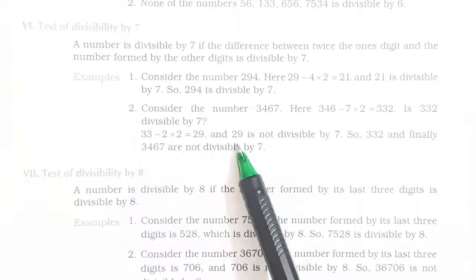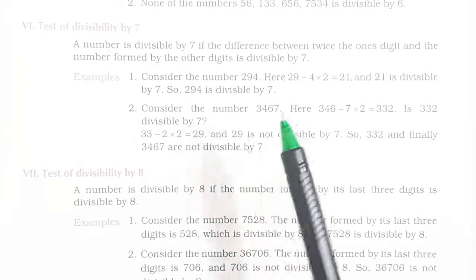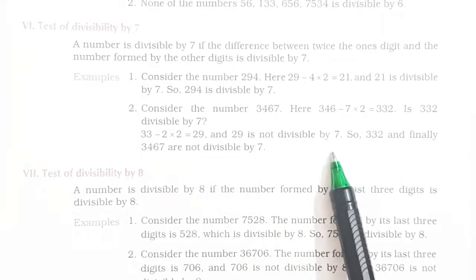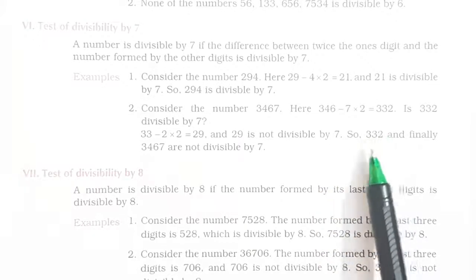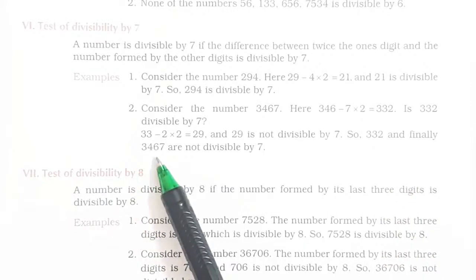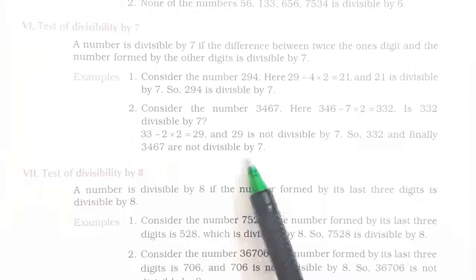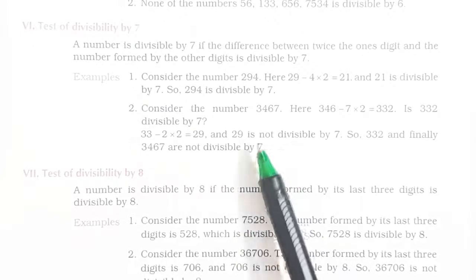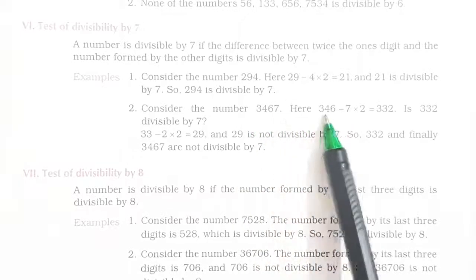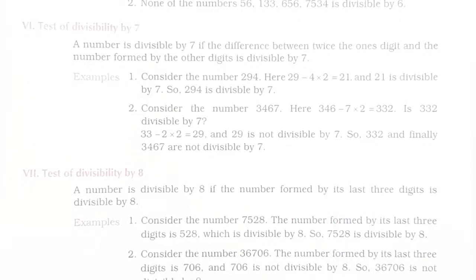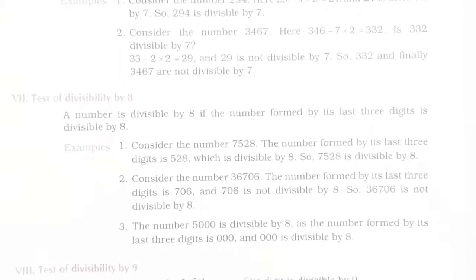Now children, we know that 29 is not divisible by 7. So 332 and finally 3467 is not divisible by 7. Now students, note here that if it is a big number, we can repeat the steps more than 2 times also. Clear? Now let us shift to test of divisibility by 8.